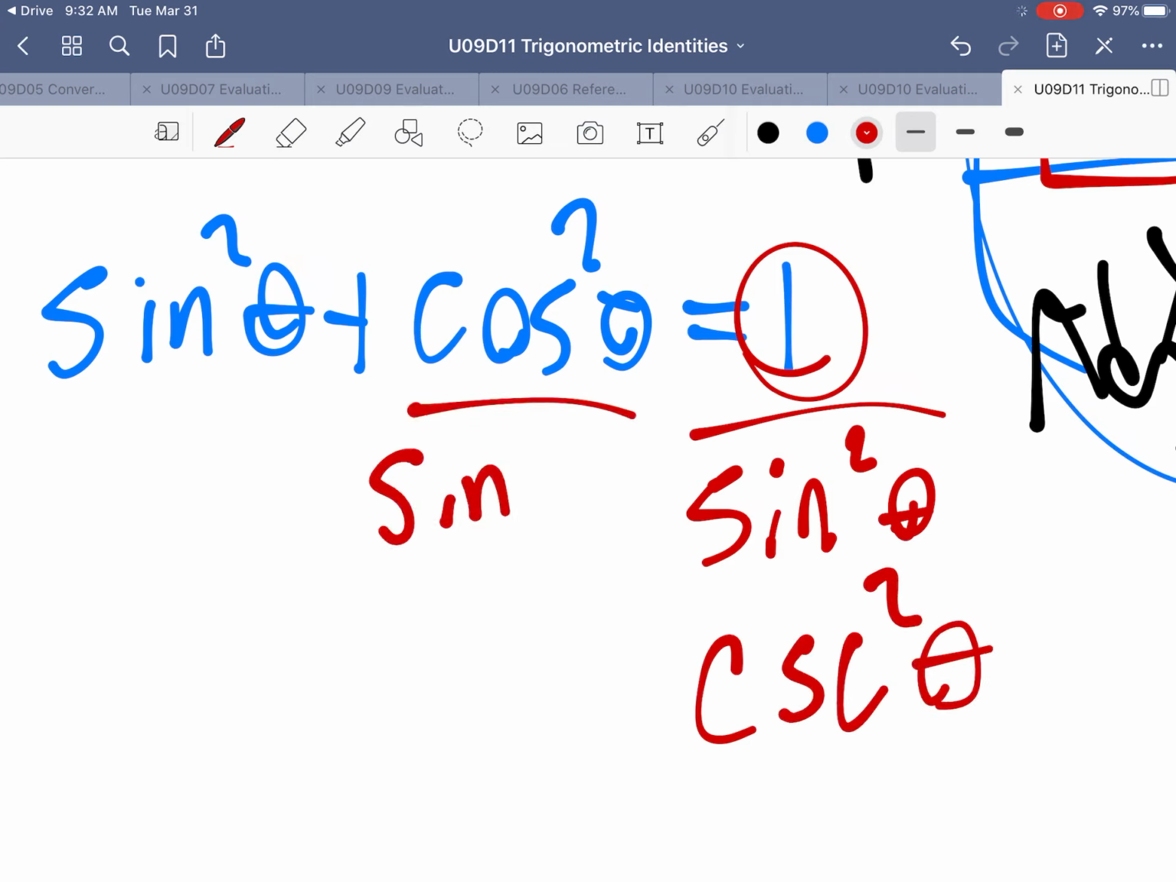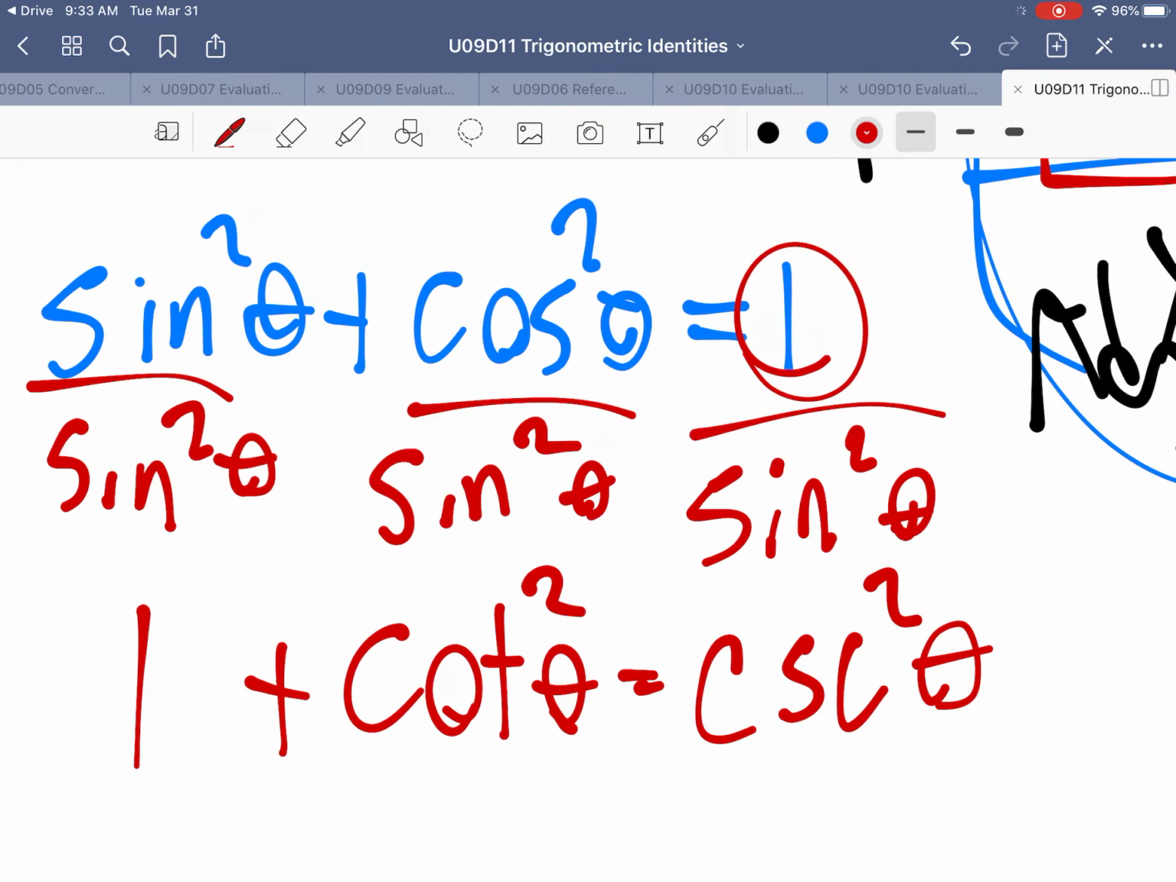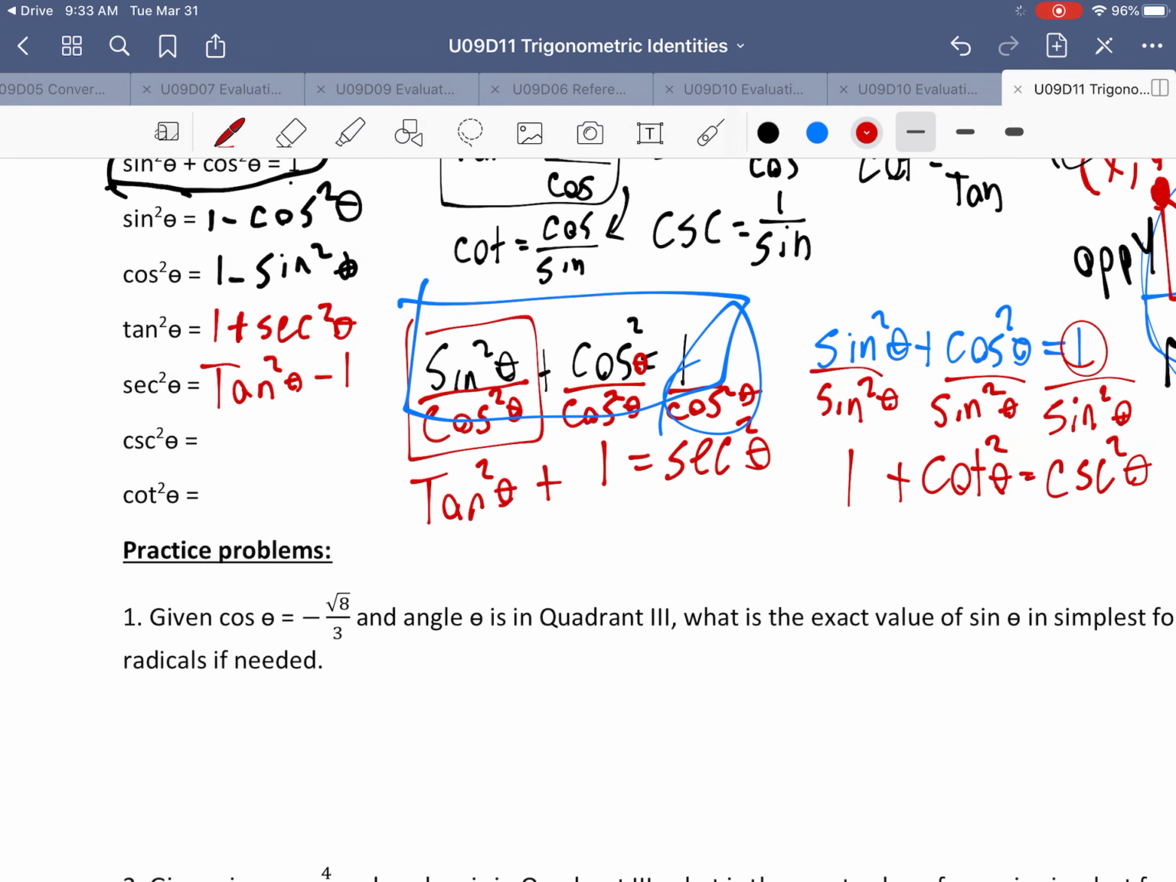I'll have to do the same thing here. Cosine squared divided by sine squared, as we said, was cotangent squared. And sine squared divided by sine squared is 1. So 1 plus cotangent squared theta is equal to cosecant squared theta. Knowing that, we should be able to find the other ones. So we know what cosecant squared theta is. It's 1 plus cotangent squared theta. And for cotangent squared theta, I would just subtract the 1 to the other side. So we will get cosecant squared theta minus 1.